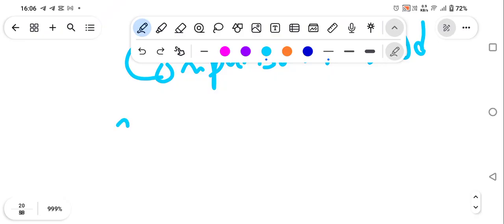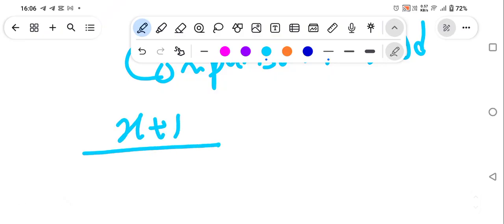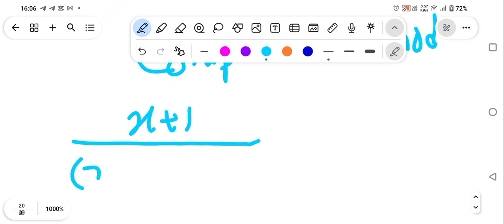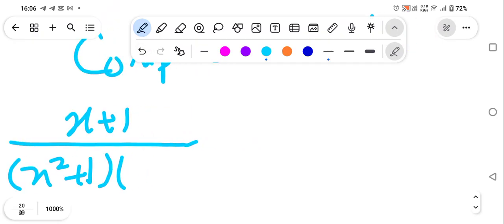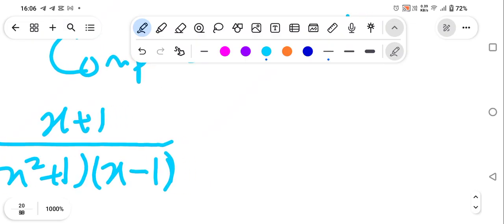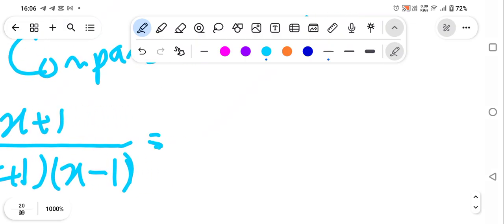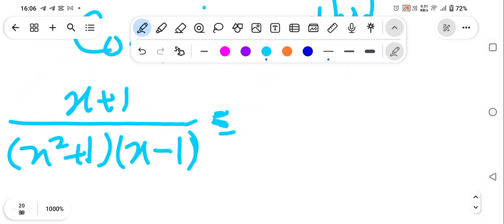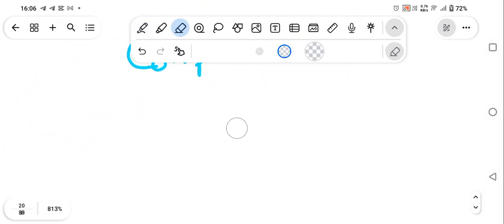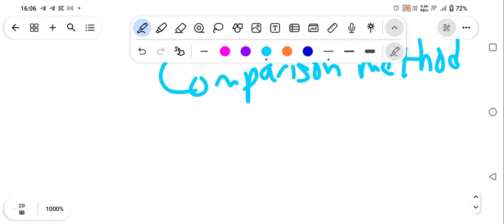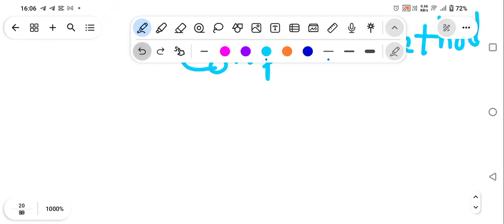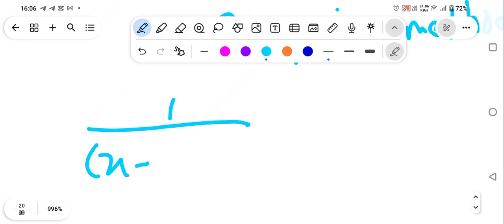So let's say we have x plus 1 over x squared plus 1 and x minus 1. Alright, let's try another method. This is not the basics, so I'm still going to use the comparison method.